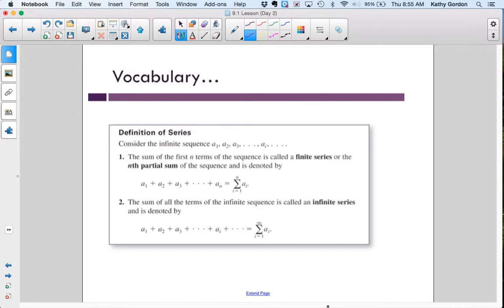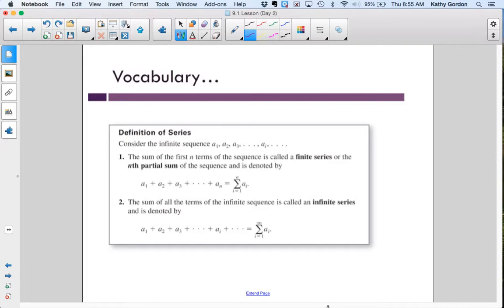Question? Wait, what is, I can't read the... So this one's going from I equals 1 up to n, okay, and this one's going from I equals 1 up to infinity. Oh. And both of them are doing that for a sub I. Okay, thank you.